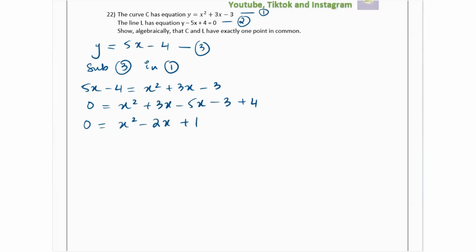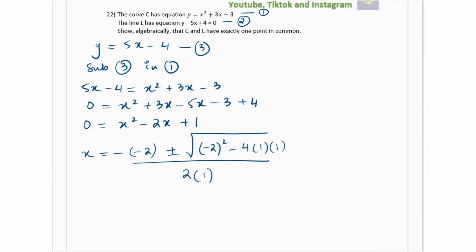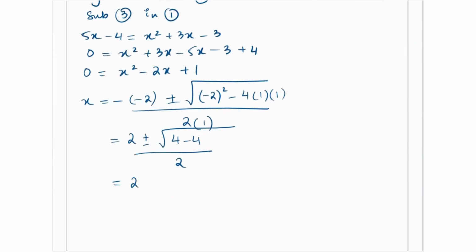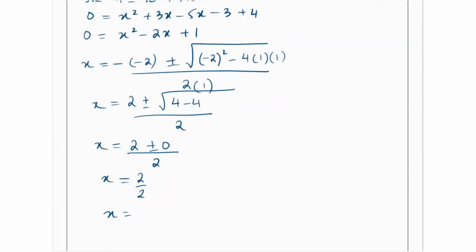Now we solve this quadratic equation. We use the quadratic formula. x equals minus negative 2 plus or minus root of negative 2 squared minus 4 times 1 times 1, over 2 times 1. That's 2 plus or minus root of 4 minus 4, over 2. That's 0 over here. So 2 divided by 2. And that gives us exactly one value, which is x equals 1.